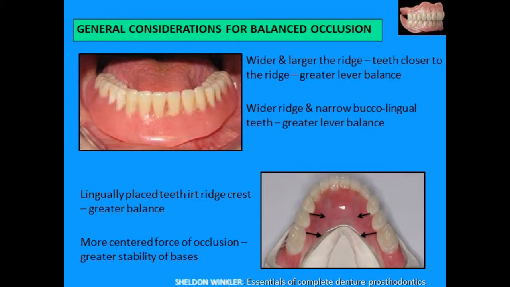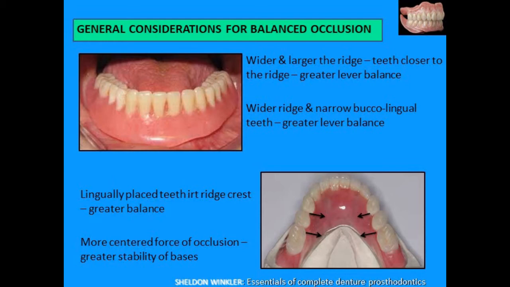So the following points should be considered while developing a balanced occlusion. In cases of wide and large ridge, and also when the teeth are arranged close to the ridge, you can achieve ideal balanced occlusion. That means there will be greater lever balance. That is, the stability of the denture against the lever forces will be greater. So that is when there is a wide and large ridge and the teeth are arranged close to the ridge.